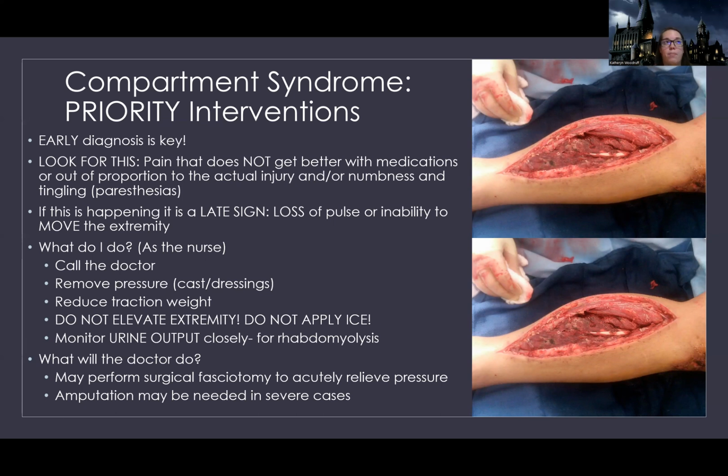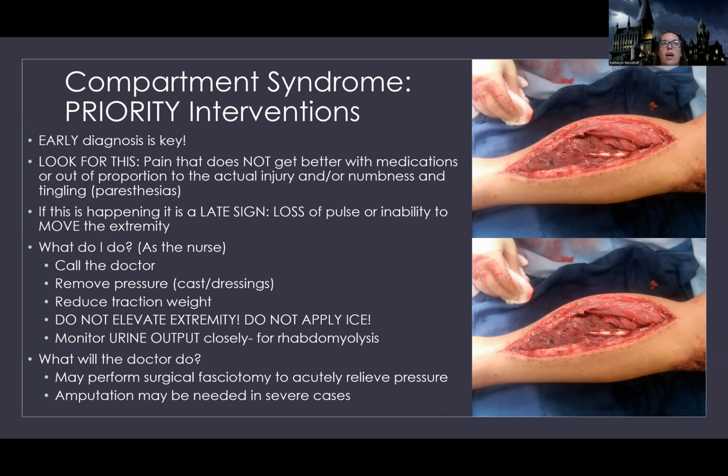This is one of the few times that we may remove traction weight. Usually we're going to talk to the doctor first and they're going to tell us to take it off. But we're going to try to do anything we can to relieve the pressure until the doctor can get there. We do not elevate and we do not apply ice. So, normally with swelling, I want to elevate. Like I've told you over and over and over again, elevate, elevate, elevate, because it's going to decrease that swelling and help with blood flow.